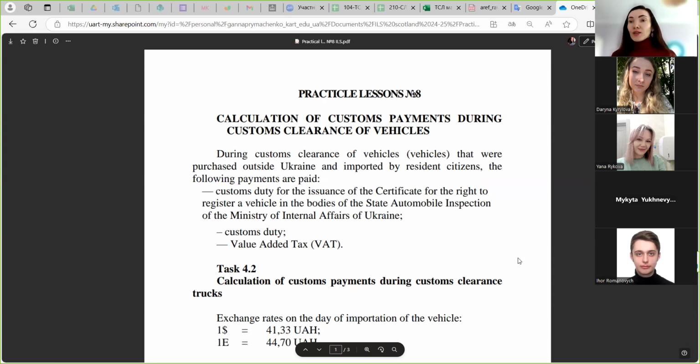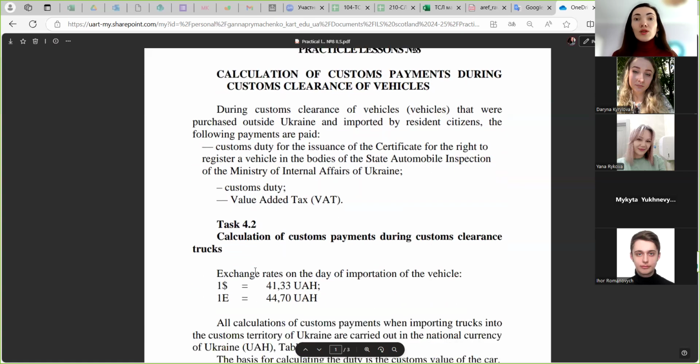So please write your surname and first name. Your group is not needed because we have only one group on this subject, International Logistics Systems. Also write your variant. It is the same as your number in the list of your group. The theme of practical lesson number 8 is the same as practical lesson number 7. It is also calculation of customs payment during customs clearance of vehicles. And today our task is task 4.2, and you can view it.